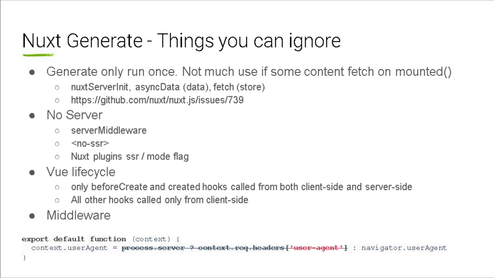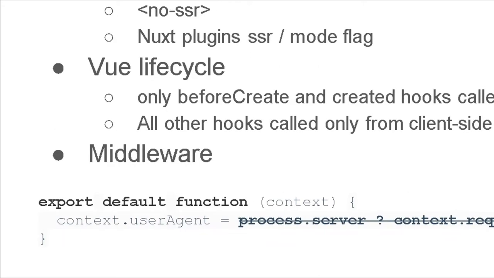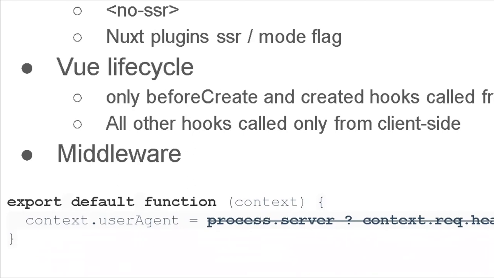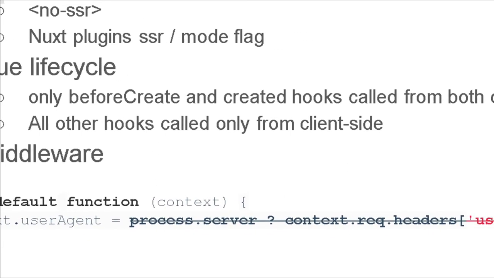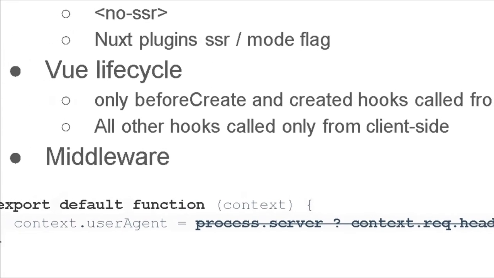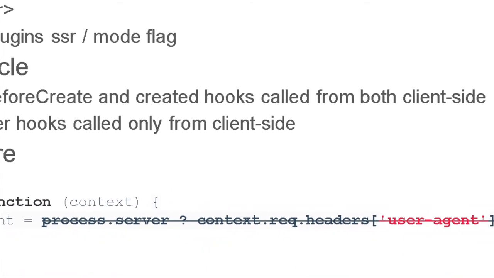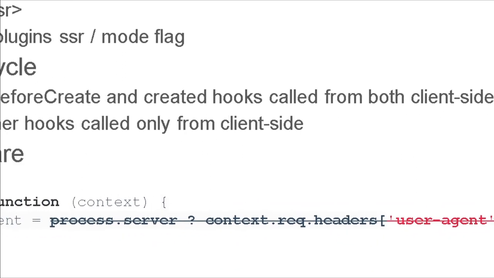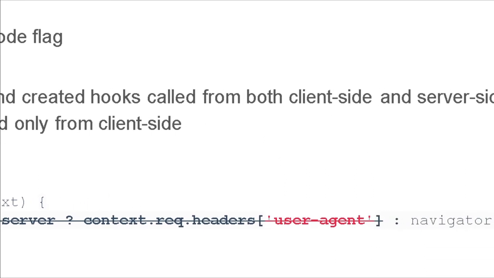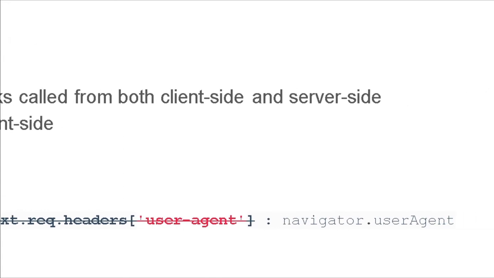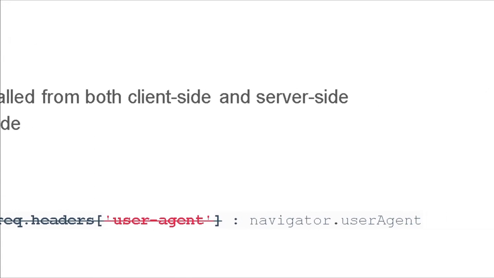Okay, so I think we can zoom into the last line. This one shows something very important, which is the context. This is one of the objects inside Nuxt.js. So your user agent, where do you get your user agent from? If you have server-side rendering, and let's say process.server is true, that means you're rendering from the server side. You can actually get it from the request headers. But if you don't have a server side, it's on the front end, so you get it from the navigator user agent.